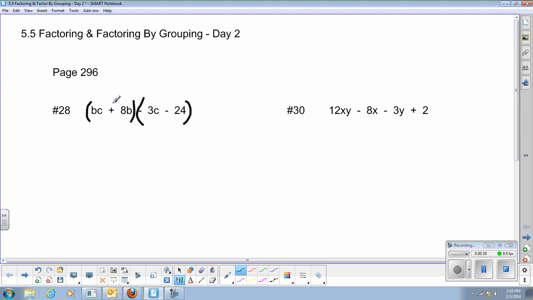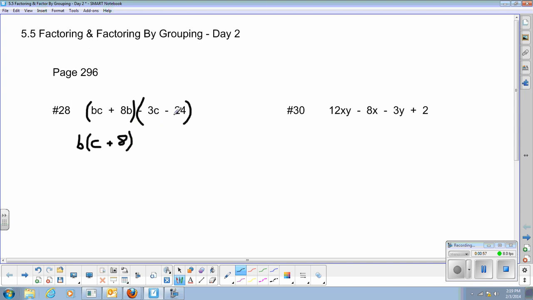So I'm looking at BC plus 8B. The common factor there is B, so I'll write B, and I want to put a parenthesis. The BC divided by B leaves C. 8B divided by B leaves just 8. So now I have B times C plus 8.